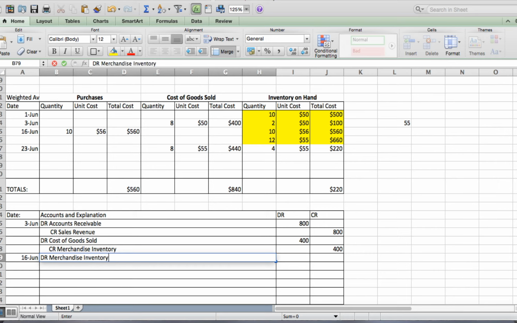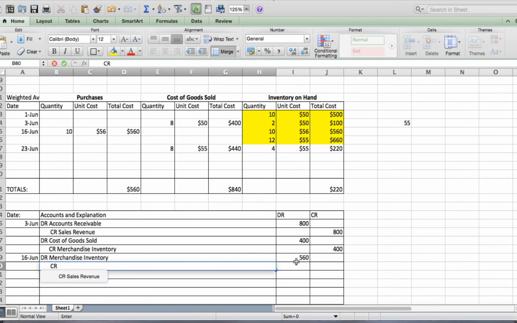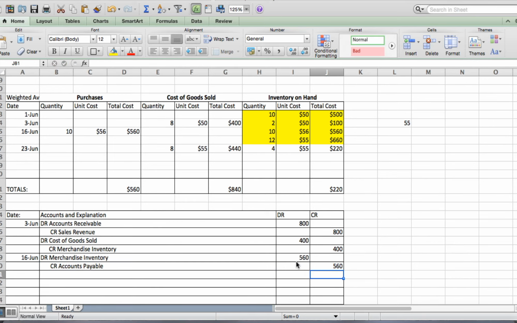So our inventory account goes up by the amount of this purchase, $560. Since we're not using cash, we're going to credit accounts payable for that amount. And it's the same for all three: FIFO, LIFO, weighted average. So far, no differences. Okay, the only differences come in the last set of journal entries.